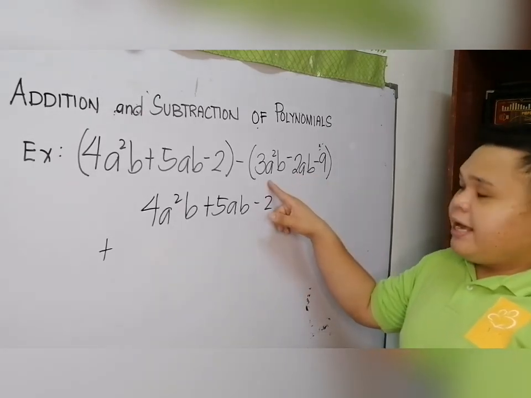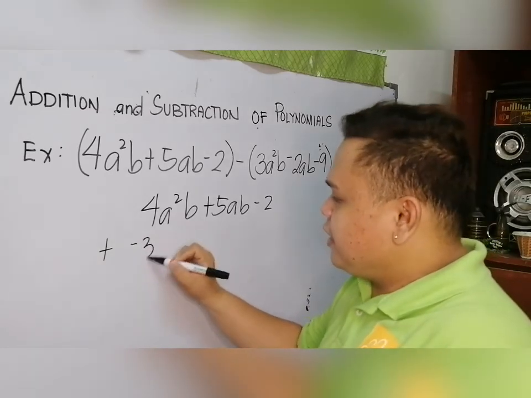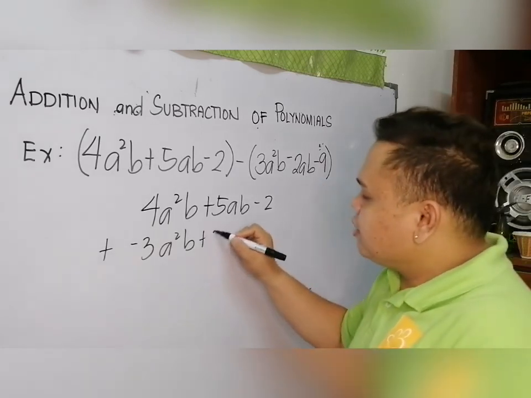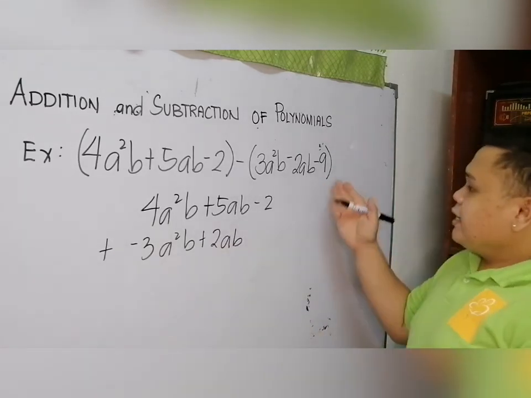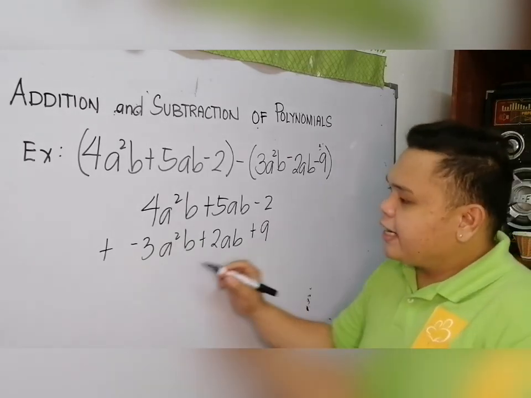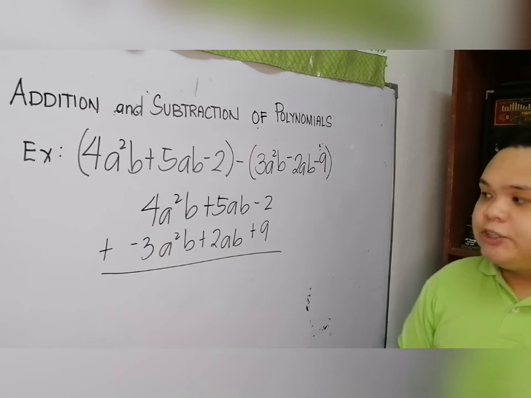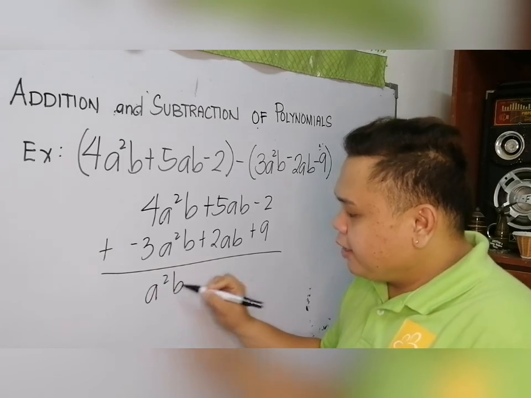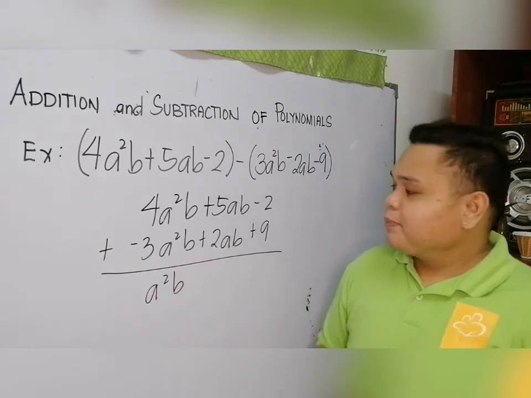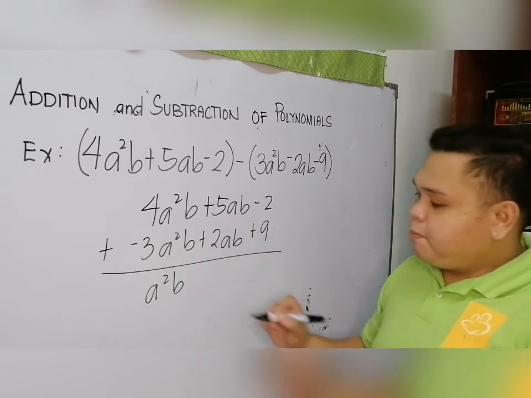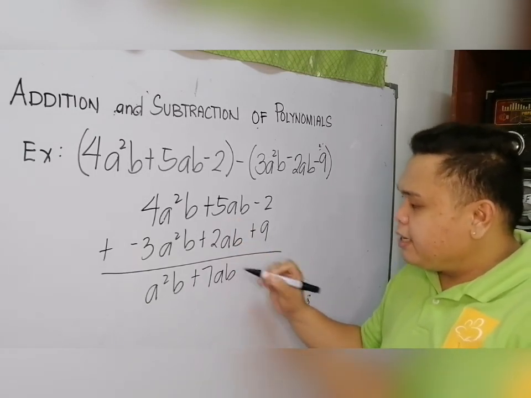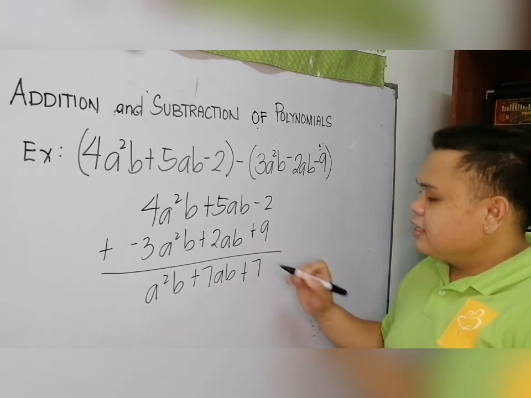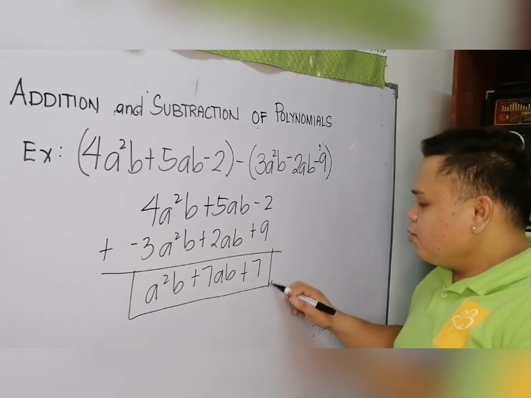So from positive 3a squared b, you will now have negative 3a squared b. Negative 2ab will now become positive 2ab. And then negative 9 will now become positive 9. And then we'll proceed with addition of integers. So 4 plus negative 3a squared b will be equal to a squared b. No need to write the 1. Next, 5ab plus 2ab, you will now have 7ab. Next, for negative 2 plus 9, you will have positive 7. And this is going to be your final answer.